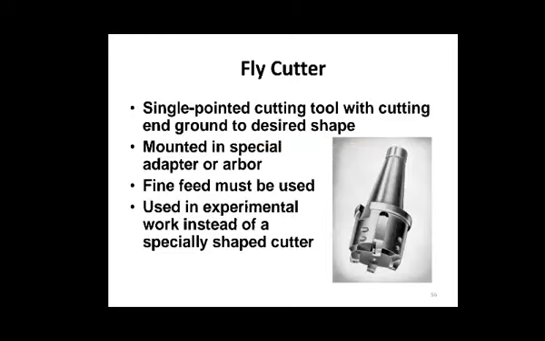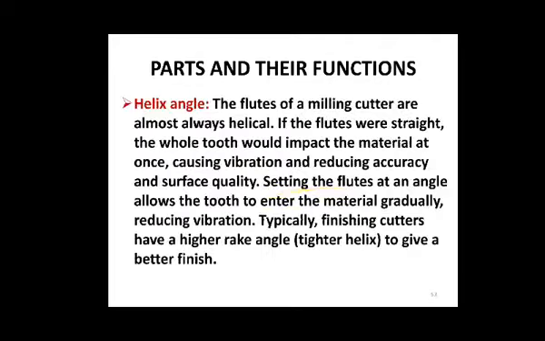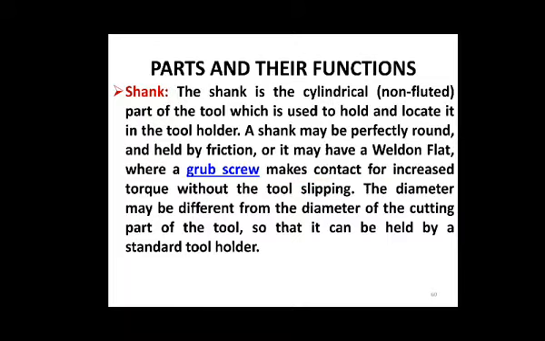Next is the fly cutter. It is a single pointed cutting tool with the cutting end ground to the desired shape. It is mounted on a special adapter or hardware, and fine feed must be used. It is used in experimental work instead of a specially shaped cutter. So these are the parts and the functions: the teeth, helix angle, center cutting, shank. These parts and their functions are given over here.